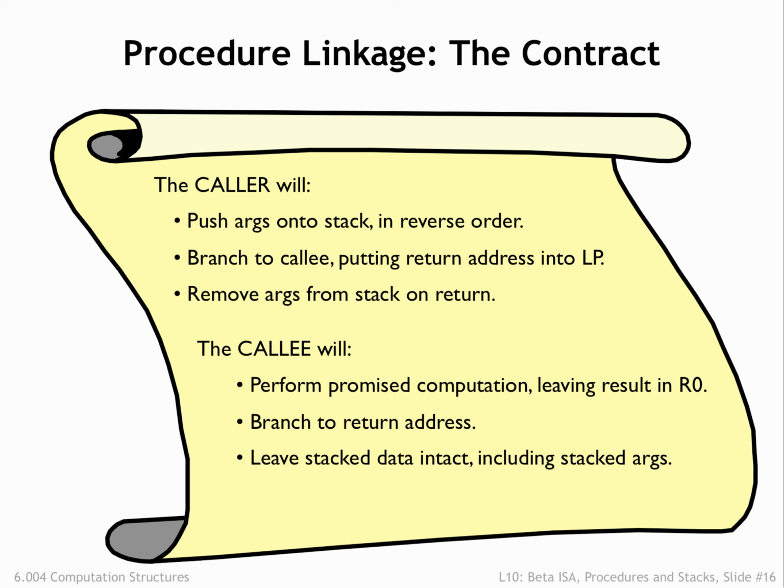Note that the arguments were pushed onto the stack by the caller, so it will be up to the caller to remove them. Preserve the values in all registers except R0, which holds the return value. So the caller can assume any values placed in registers before a nested call will be there when the nested call returns.